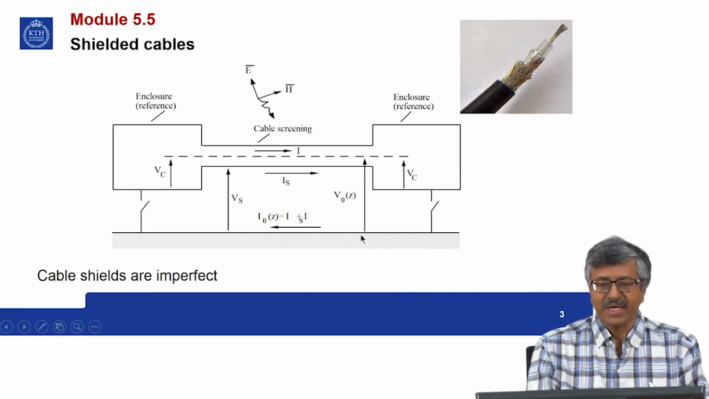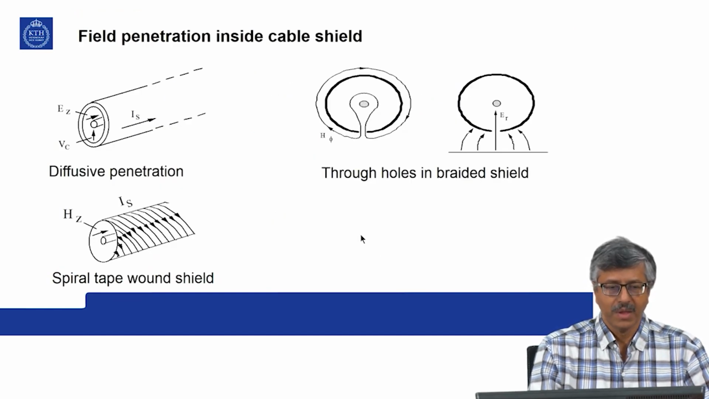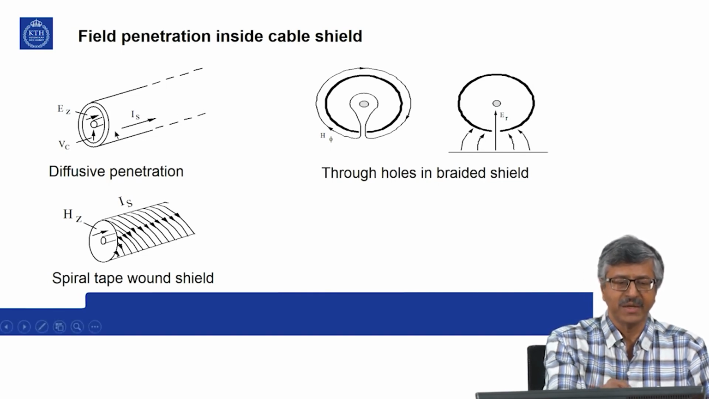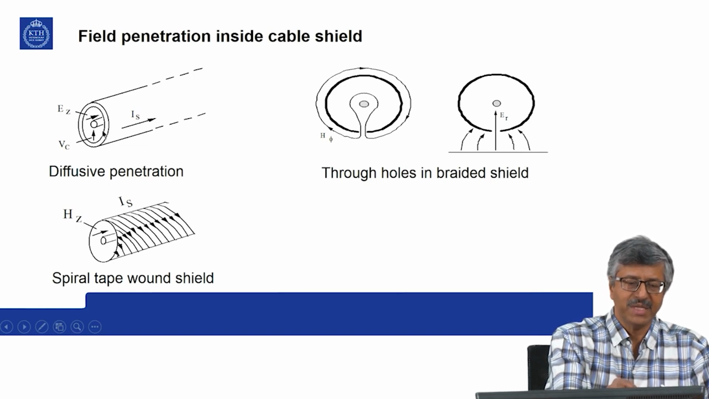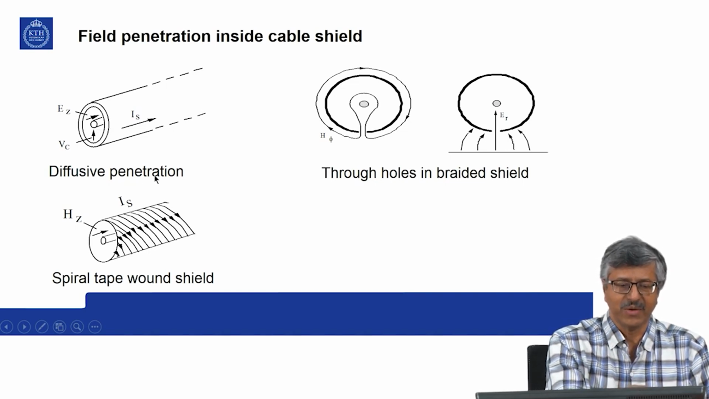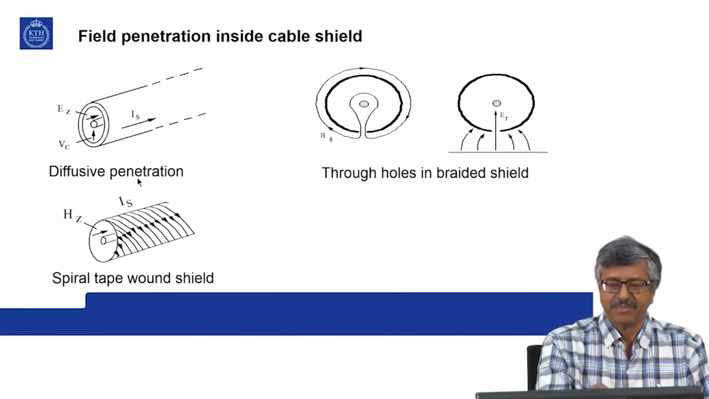Now, let us look at what are the imperfections in the cable shield. First of all, from skin effect you have seen that if there is a current on the sheath, diffusively it will penetrate to the inside. The skin effect will confine most of the currents to the outside, but still there will be some current penetrating to the inside. So, this is called the diffusive penetration. We have seen this already in the case of metals.